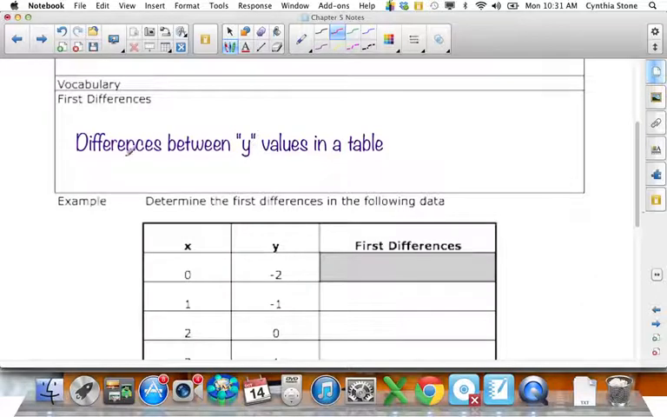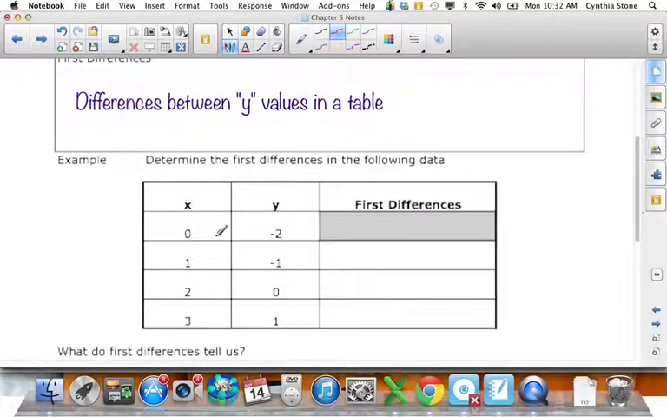So when we say first differences, we mean differences between the y values in a table. The y value is the dependent value. And if we look at this table of values, here's a list of x's, here's a list of y's, and we're supposed to calculate the first differences. That's all we're asked to do at this point. And when you see the word difference, that means subtract. So when I'm doing a first difference, I'm looking at consecutive values, and consecutive means one after the other.